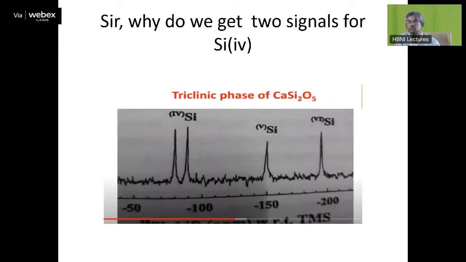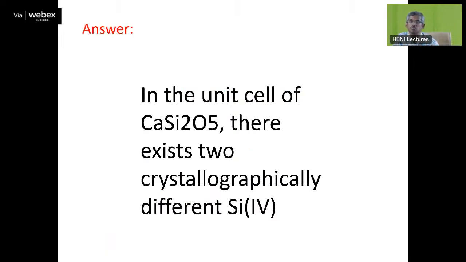So hope you understood this structure. Why do we have 2 signals for silicon 4? This is nothing but because 2 crystallographically different silicons are there. If you see the crystal structure of the triclinic phase of CaSi2O5, in fact, the triclinic phase is the most distorted phase of calcium silicate. So here, all silicon atoms are distorted. Multiple silicons are there, and even for tetrahedral silicon, we have 2 crystallographically different silicons. That is why we get 2 peaks. So this is a straightforward thing. We will be able to understand this.